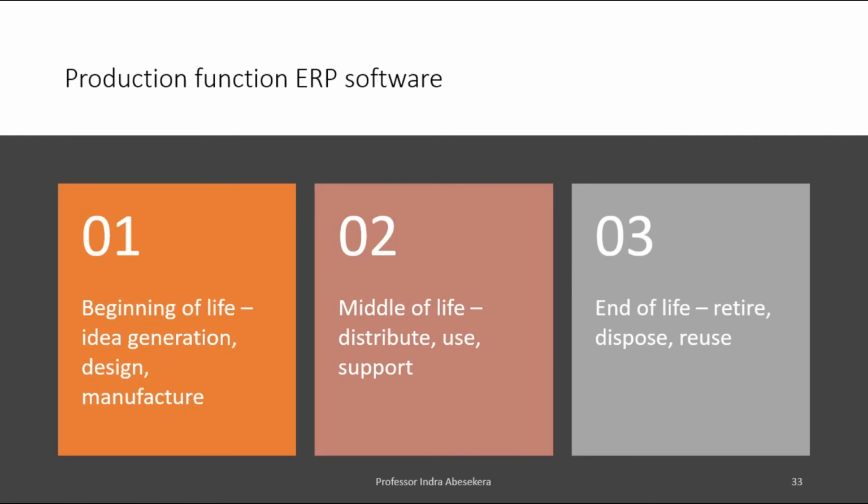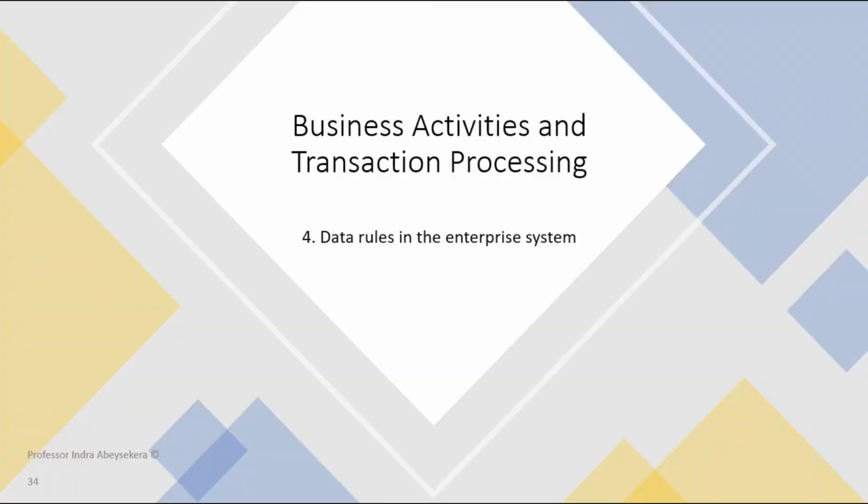So 3 aspects in the production function of add-on ERP software is, at the beginning, it will capture the ideas, design and manufacture during the product development stage. It will look at the distribution, use and support, and in the period it will retire and dispose and reuse the product.